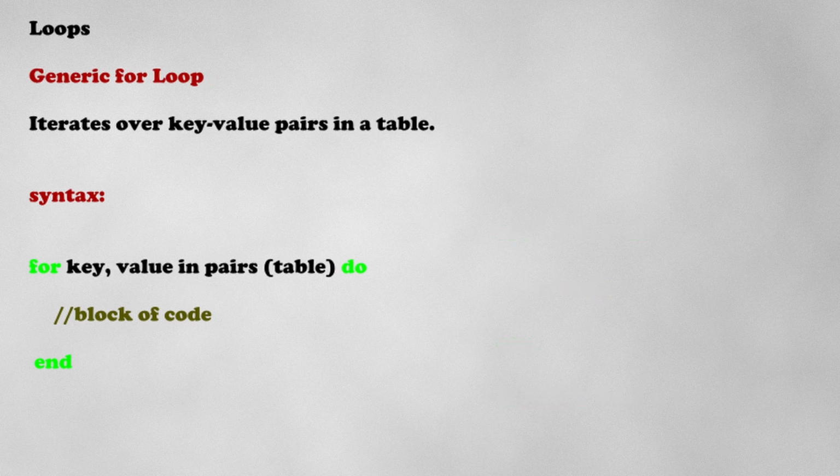Generic for loop iterates over key value pairs in a table. Previously we saw how to iterate on numbers. This time, let's see how to iterate on tables. Both loops are the same, but the use case is different. Let's see the syntax. For key, value in pairs, table, do. Block of code. End. If you don't understand what key, value, and table are, don't worry. Let's see an example, and then you can understand.